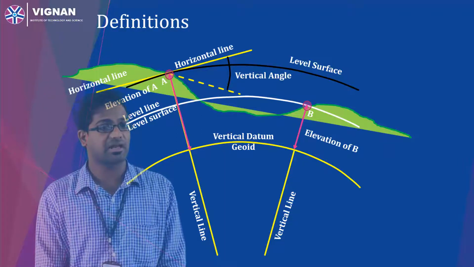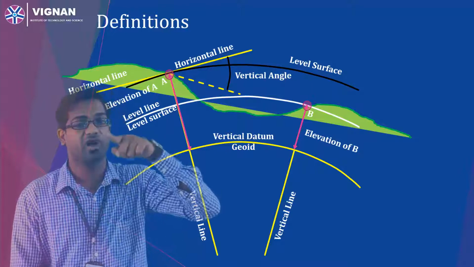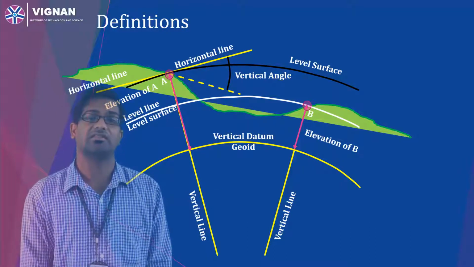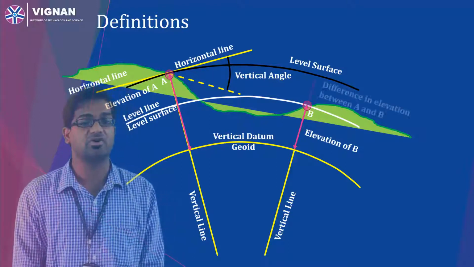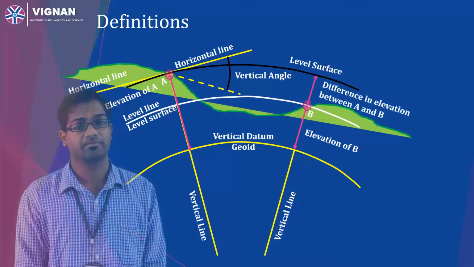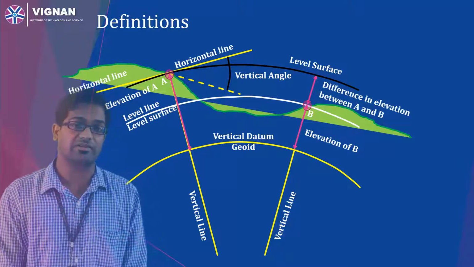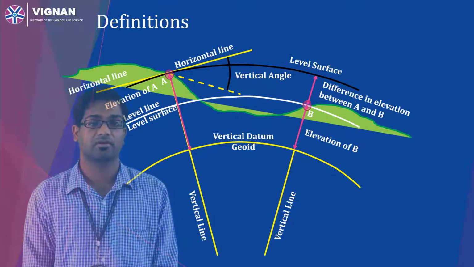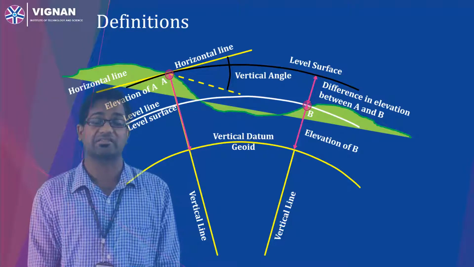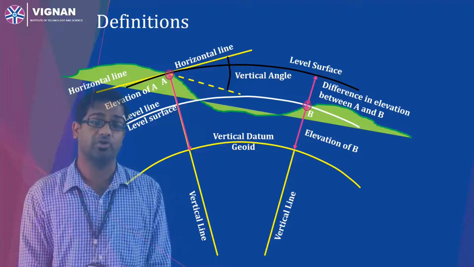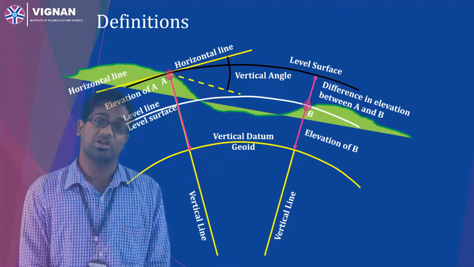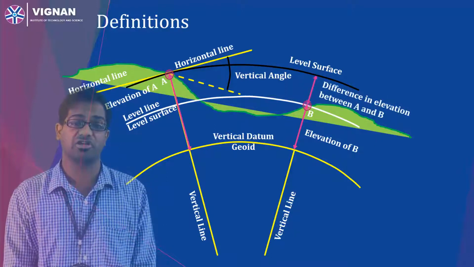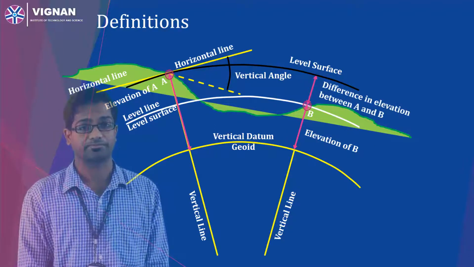If you have a horizontal line and you draw a vertical line to it, this makes an angle, and this is called a vertical angle. Like I said in the previous class, if you have a datum and you know the elevation of two different points, you can easily find the difference in elevations, which I have mentioned here as A and B.